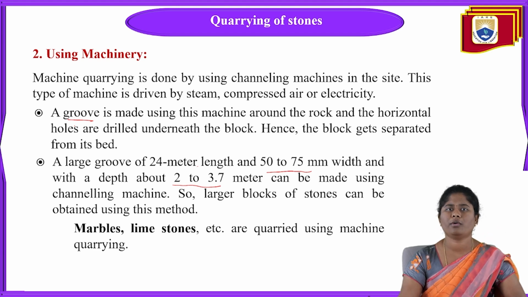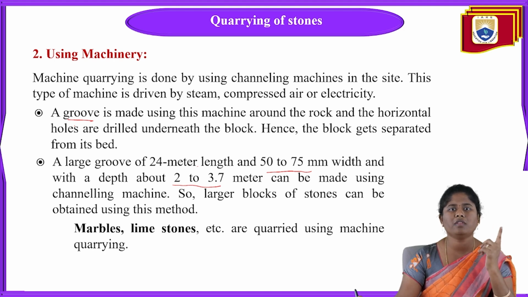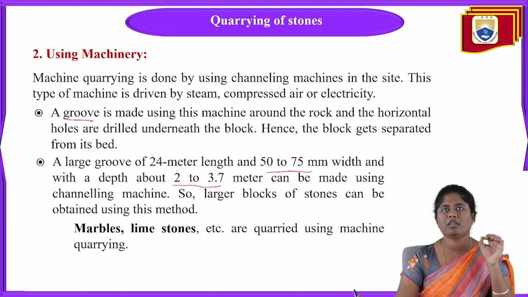Just now I told you, for a vast area or for large blocks of stones, we are going to use processes like machinery quarrying or blasting. And in machinery, the process is by using the channeling machines. By using channeling machines we extract the stones from the parent rock. First, grooves we have to give around the overall parent rock. After giving a groove around this rock, a horizontal hole should be drilled underneath the blocks. Then after giving the holes, that block gets separated from its bed.